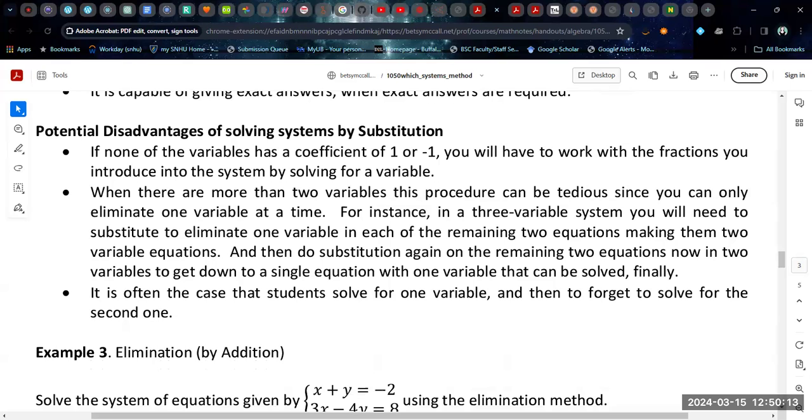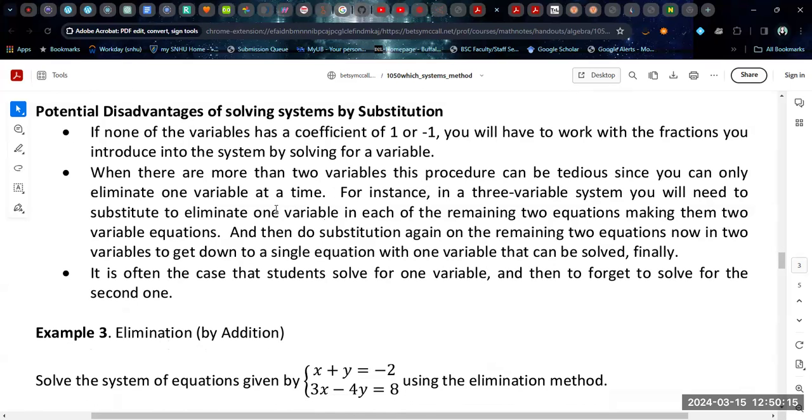Now, some potential disadvantages of using substitution. If none of the variables in either of your equations has a 1 or a -1 coefficient, then you're going to have to work with fractions as you go through solving. There's just no way around it. You're just going to have to deal with adding and subtracting and multiplying fractions.